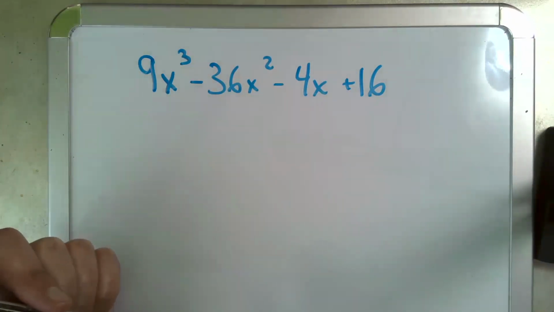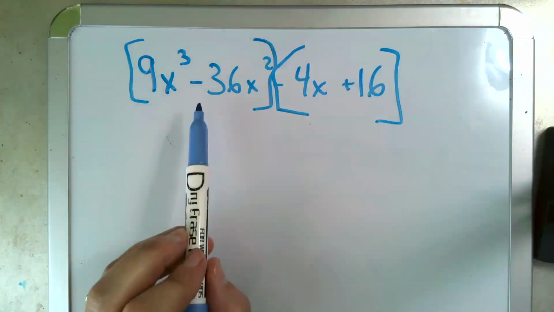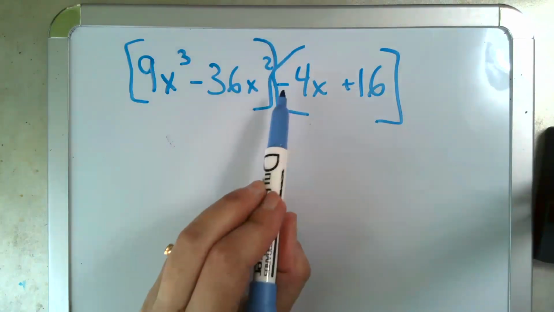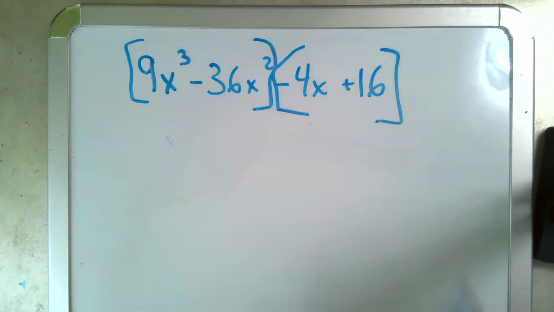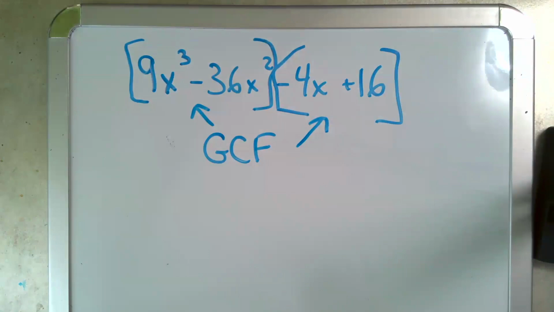Our next step when we have 4 terms is to group. If this isn't familiar to you, go check out this video on factoring by grouping. But otherwise, here's what we're going to do. We are going to put brackets around the first 2 terms and the second 2. Notice I included the negative in this bracket. Now I'm going to look at each of these for the greatest common factor.